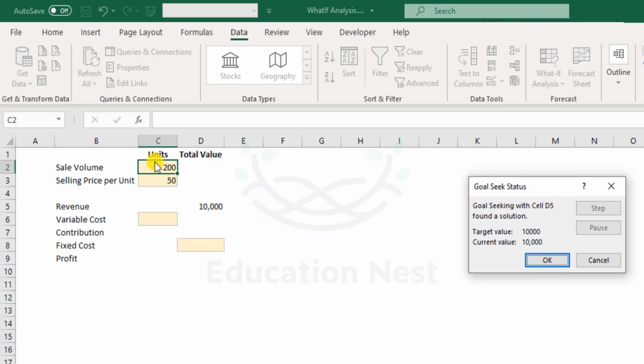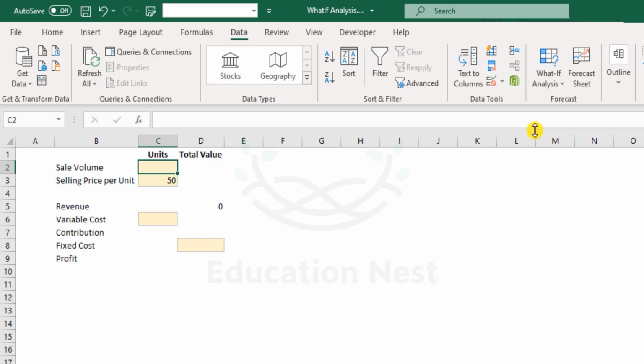Now if you are happy with the solution and you want to retain this, click OK. And if you do not want to retain this, you can click on cancel, and whatever number that you see over here will be lost and it will be back to what it was earlier. Let me show you. I click on cancel and it's gone.